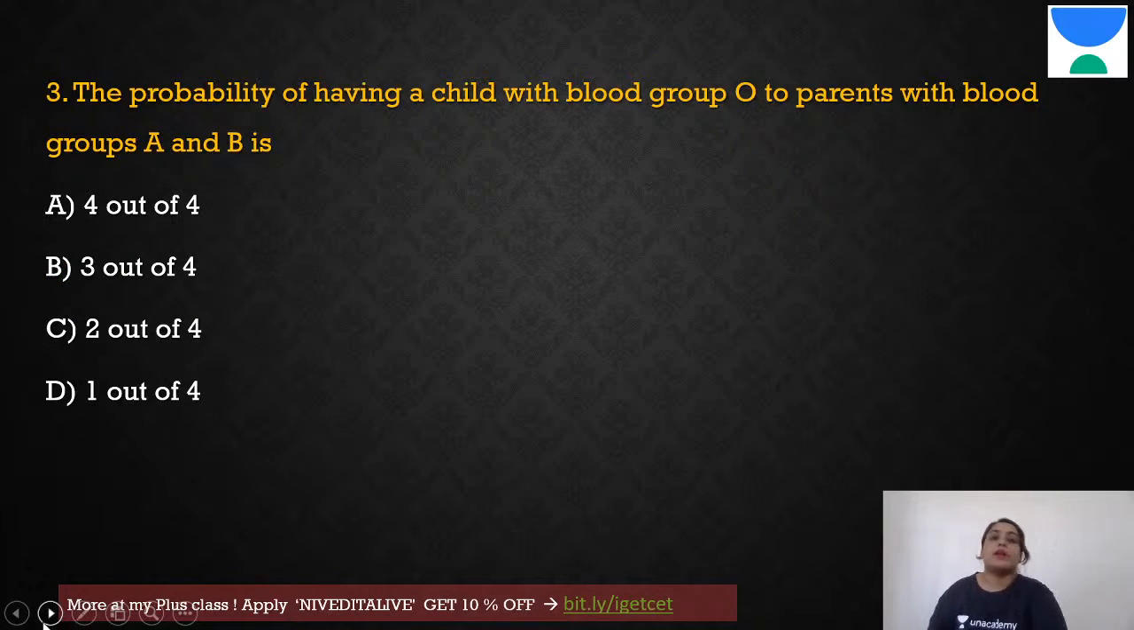Next one. The probability of having a child with blood group O to parents with blood group A and blood group B is 4 out of 4, 3 out of 4, 2 out of 4 or 1 out of 4. This question has to be worked out. The first few questions are genetic questions, so they need a little bit of working out.